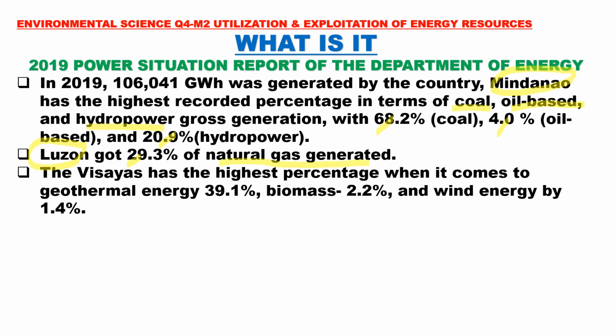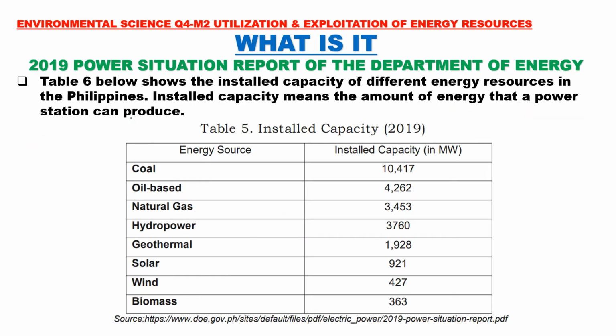The Visayas has the highest percentage when it comes to geothermal energy with 39.1%, biomass with 2.2%, and wind energy by 1.4%. Table 6 below shows the installed capacity of different energy resources in the Philippines. Installed capacity means the amount of energy that a power station can produce.